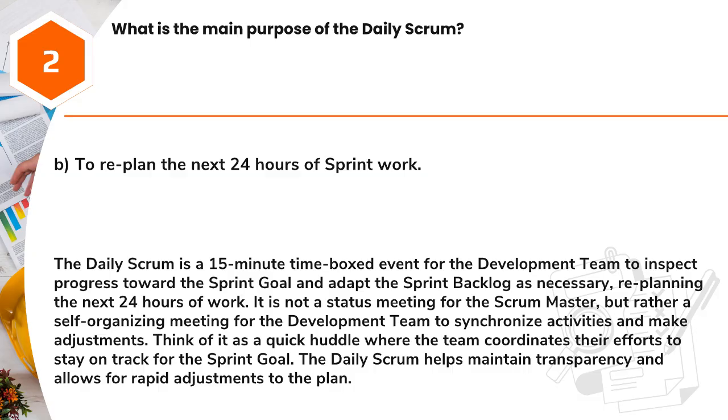It is not a status meeting for the Scrum Master, but rather a self-organizing meeting for the development team to synchronize activities and make adjustments. Think of it as a quick huddle where the team coordinates their efforts to stay on track for the sprint goal. The daily Scrum helps maintain transparency and allows for rapid adjustments to the plan.